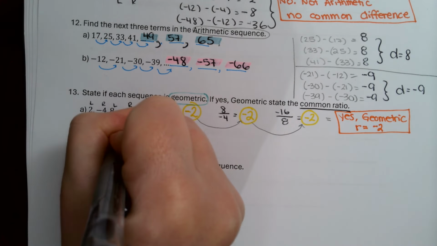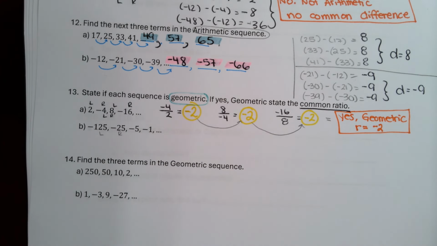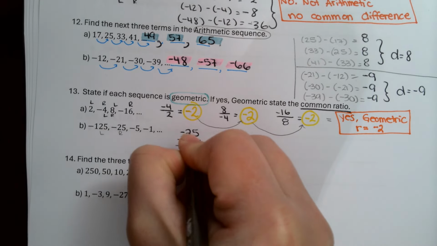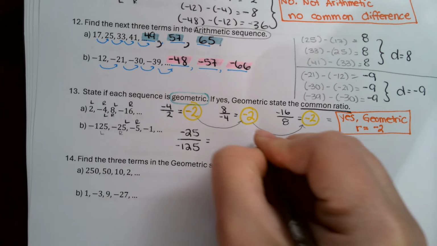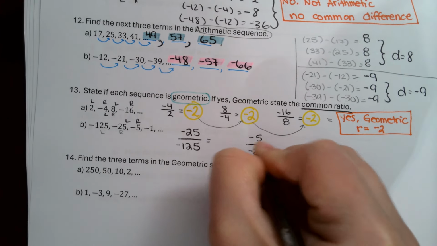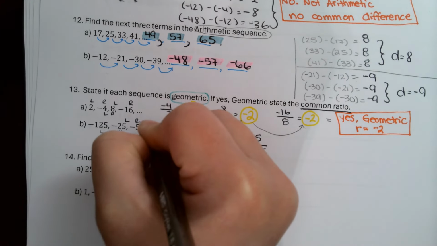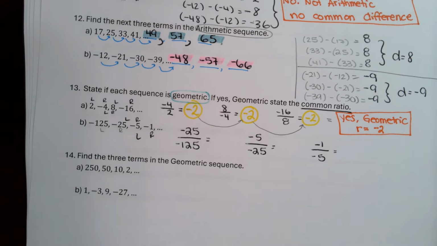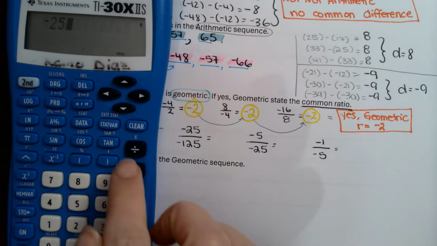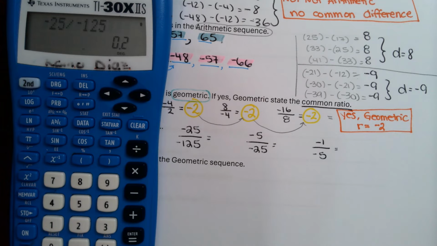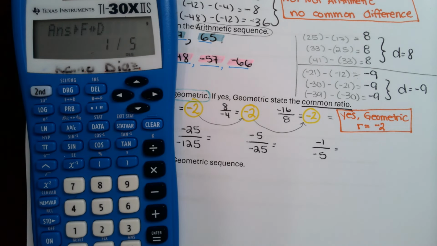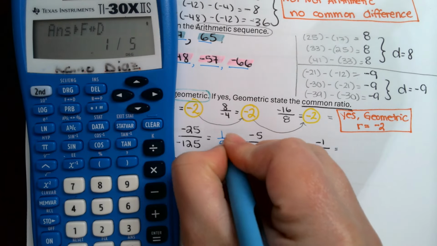Okay, same thing. Let's take our right and our left. Your right is -25. Your left is -125. Your right and your left, -5 over -25. And then your right and your left, -1 over -5. If we use a calculator here, notice that it's going to give us a decimal. We don't want decimal, so you're going to press this second right here, P-R-D, and that's going to convert it to a fraction. So we get 1/5 here, positive.